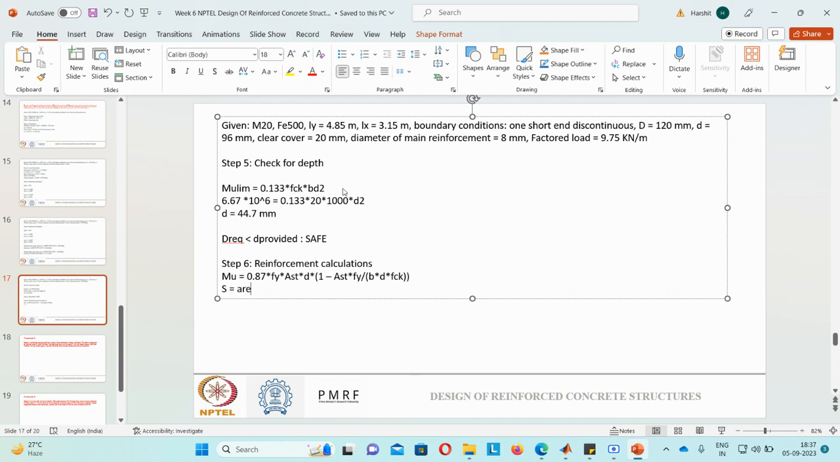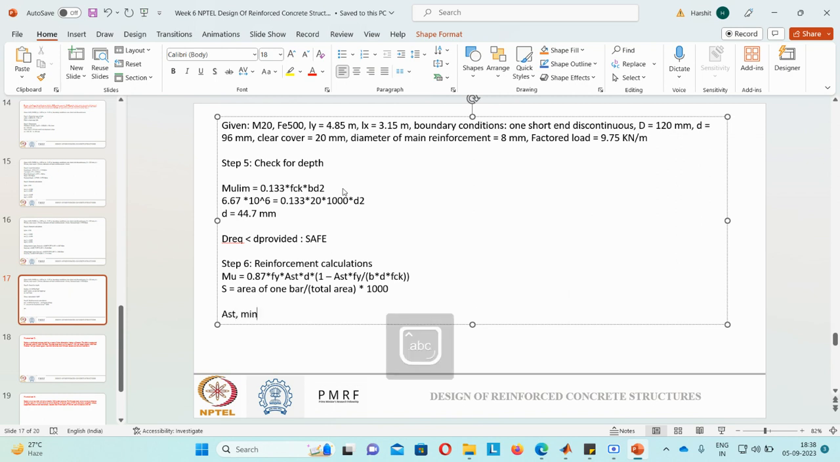Spacing is nothing but area of 1 bar upon total area, into 1000. Why 1000? Because 1000 is the width of the beam section that we are considering right now. Based on this, we get the reinforcement detailing, and later on we check with Ast minimum. So minimum reinforcement that we need to provide is 0.12% of gross area. Gross area is nothing but b times D. So substituting values, this is nothing but 144 mm square.